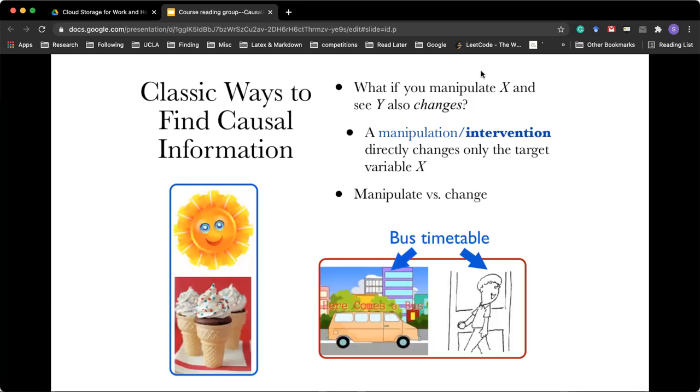So this is the classic way that can find the causal information. It can work whether those two variables have a causal relation or not, because intervention or manipulation is an ideal way to do this.